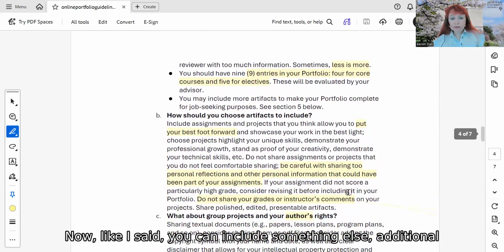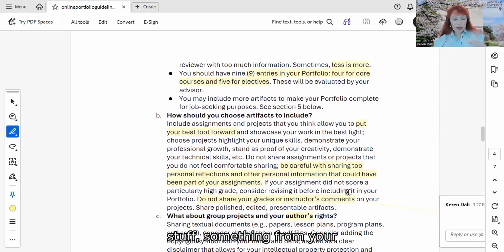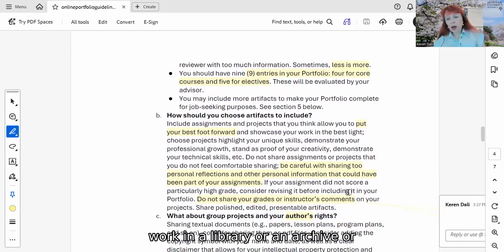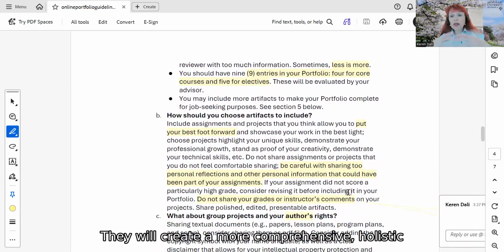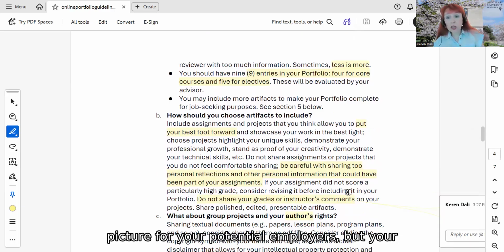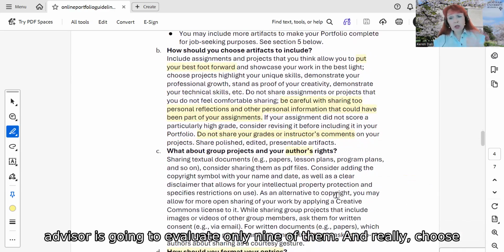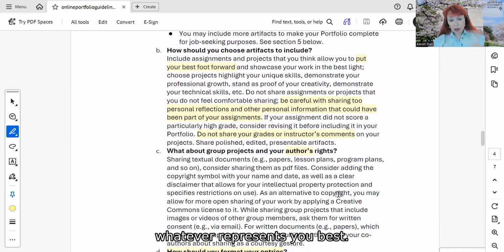Now, like I said, you can include something else, additional stuff, something from your practicum courses, something from your internship courses, something from your volunteer work in a library or an archive or another information organization. They will create a more comprehensive, holistic picture for your potential employers, but your advisor is going to evaluate only 9 of them. And really, choose whatever represents you best.